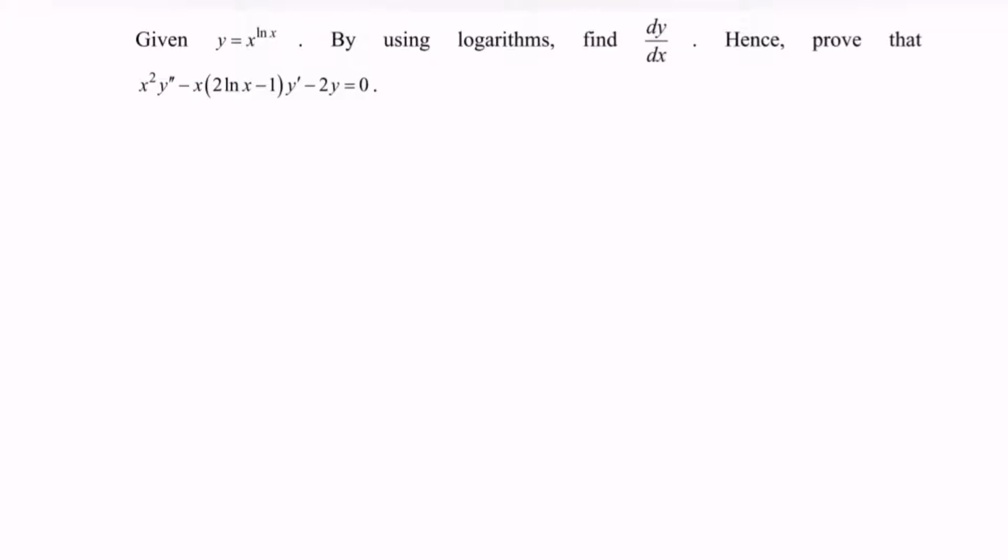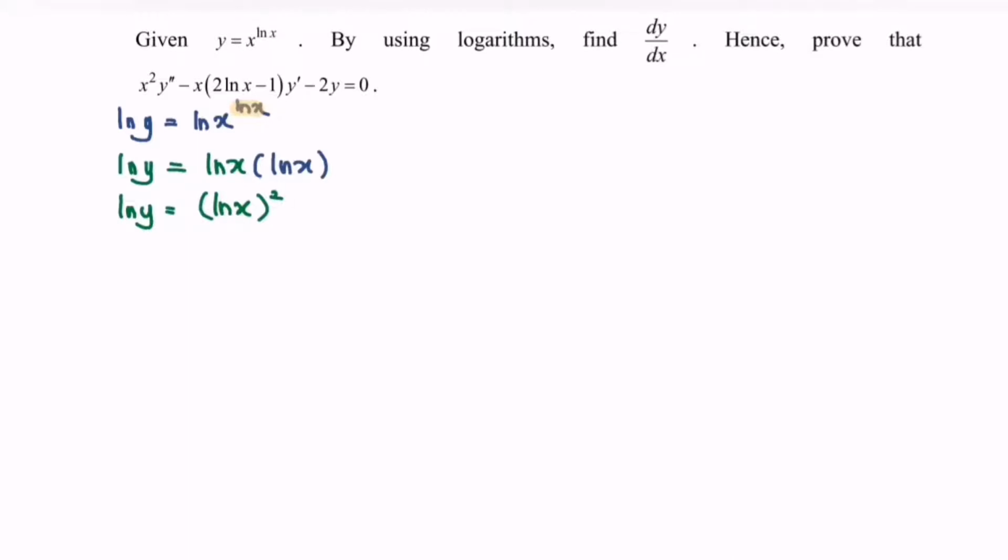So now I'm going to log both sides. So ln y equals ln x to the power of ln x. By using the properties of log, we can bring forward the ln x. So we will have ln y equals ln x bracket ln x. Here we can simplify and we will have ln y equals ln x bracket square.